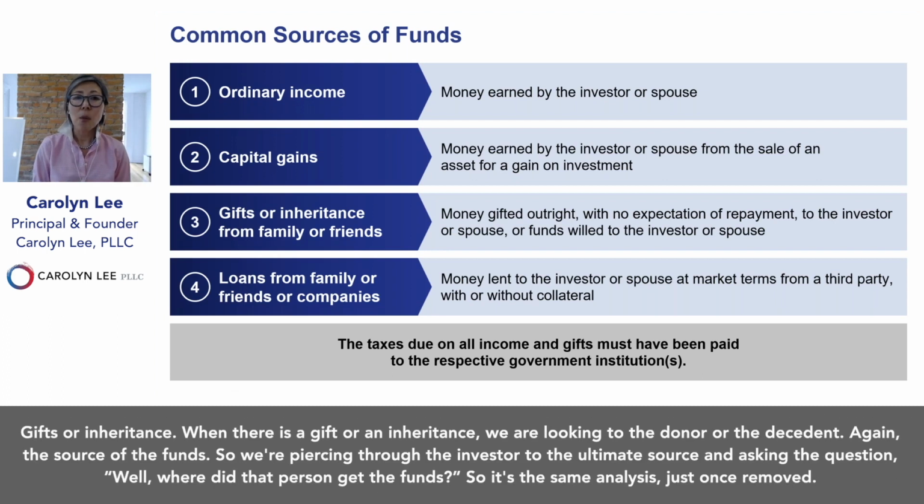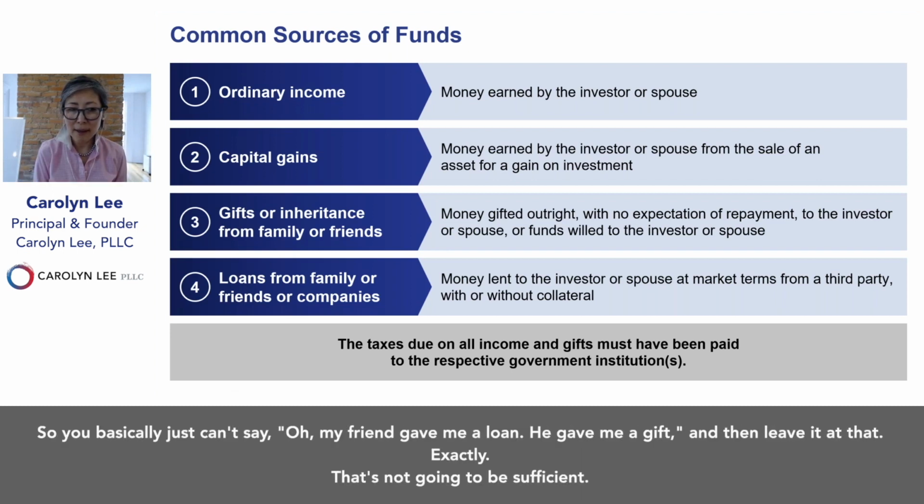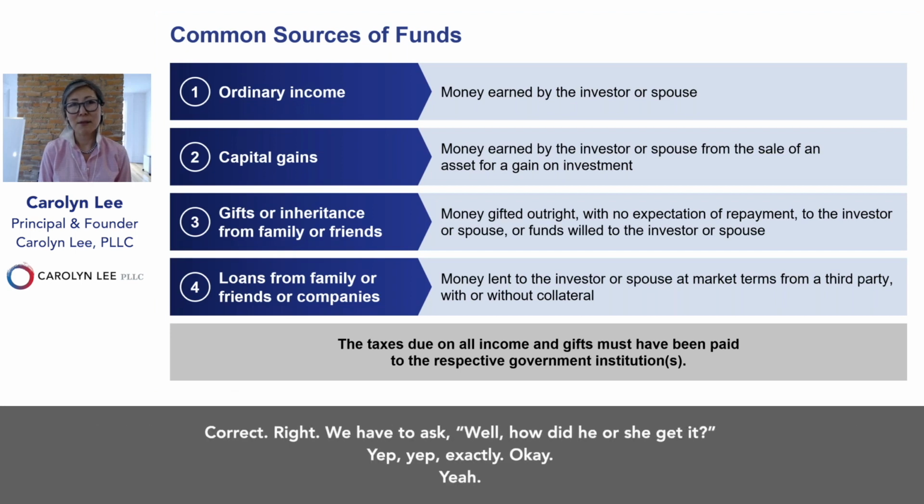Gifts or inheritance: when there is a gift or an inheritance, we're looking to the donor or the decedent, the source of the funds. So we're piercing through the investor to the ultimate source and asking, where did that person get the funds? It's the same analysis, just once removed. So you basically can't say, oh, my friend gave me a loan, he gave me a gift, and leave it at that. That's not going to be sufficient. Correct, right. We have to ask, how did he or she get it?